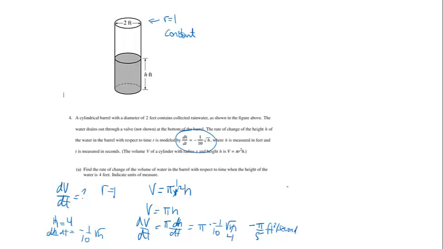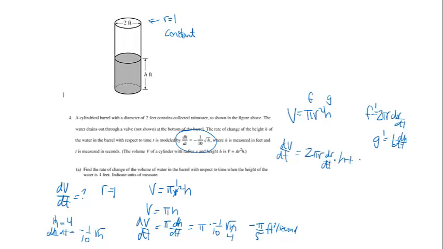Okay, so another way that you could have worked it, had you not noticed that r was a constant, is you could have had volume equals pi r squared h. f would be pi r squared, g would be h. We'd have to use the product rule. f prime would be 2 pi r dr/dt. g prime would be 1 dh/dt. So I'd have dV/dt is equal to f prime times g, so 2 pi r dr/dt times h, plus f g prime, pi r squared times 1 dh/dt.